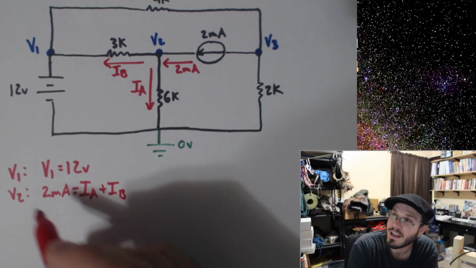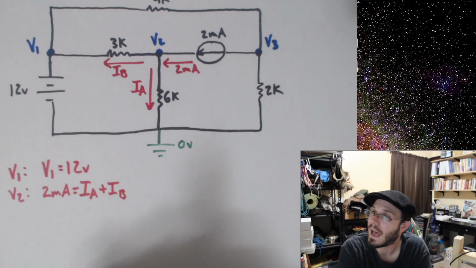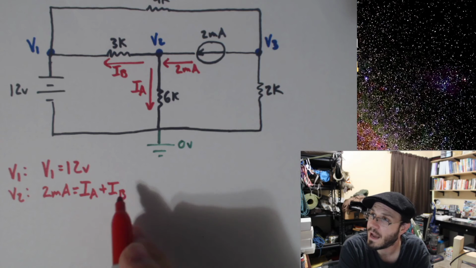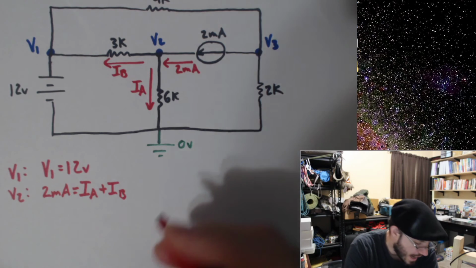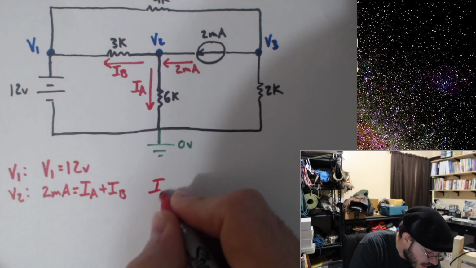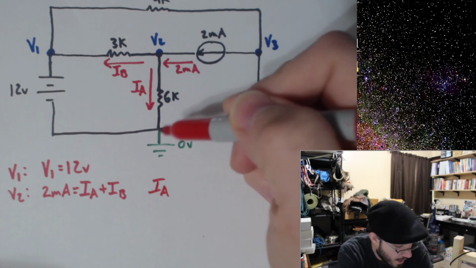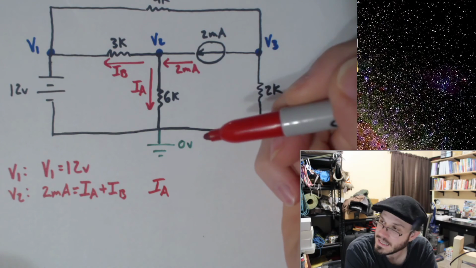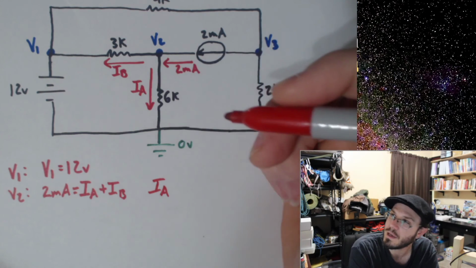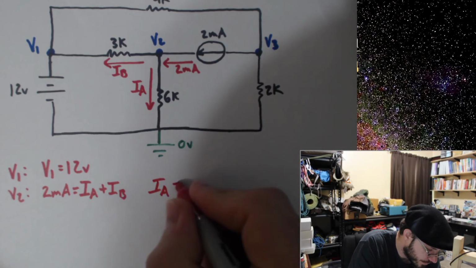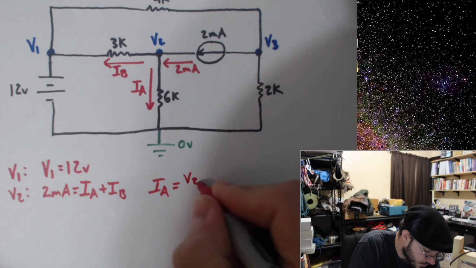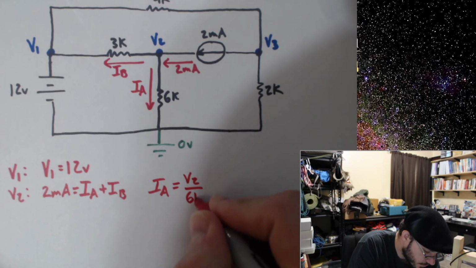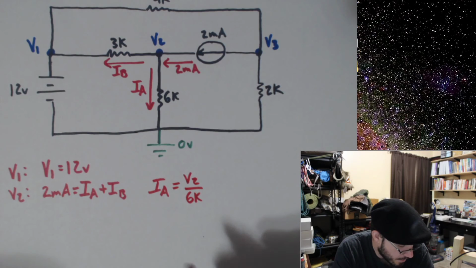Okay, so we now have our KCL expression for this node at V2. Let's go ahead and write out what IA and IB are. IA is the easier one over here because I only have the voltage drop across 6K, which is V2. So I can say V2 divided by 6K, just invoking Ohm's law, will give me what IA is equal to. And I'm done with that.